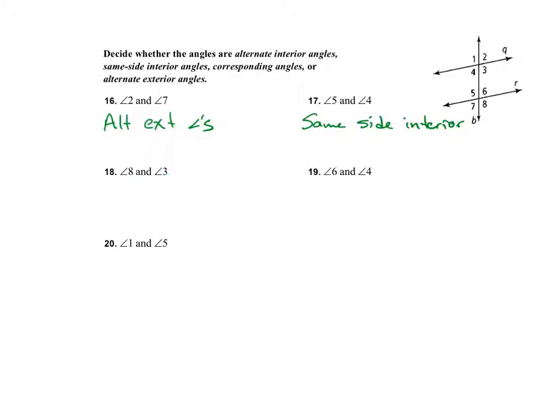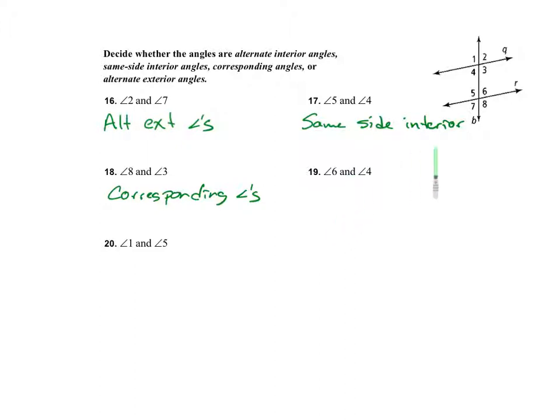8 and 3. So 8 and 3. So you can see they are in corresponding positions, right? So if I could take line R and put it on top of line Q, 3 and 8 are going to be on top of each other. So this is corresponding angles.